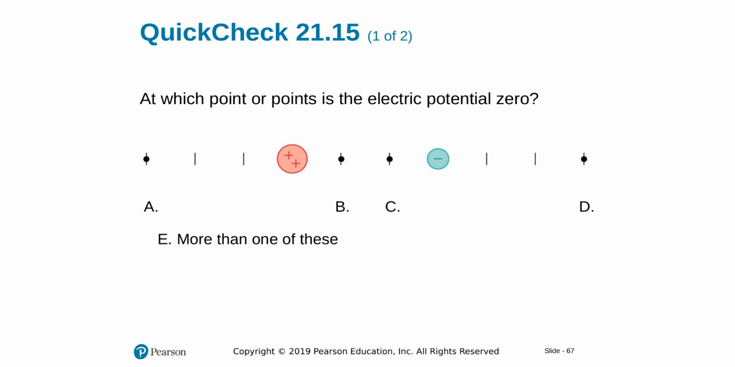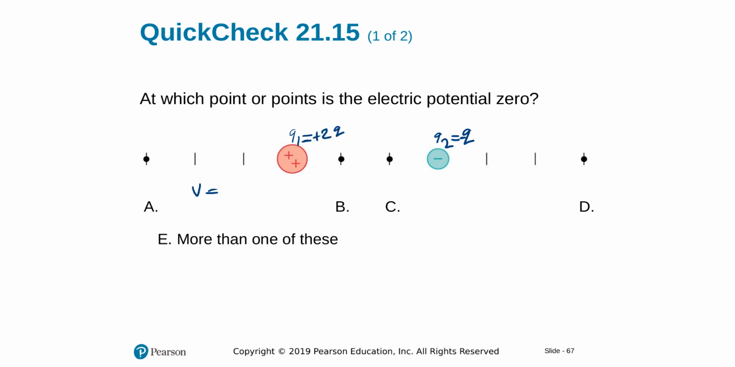This one is about two charges. I'm going to call these Q1 and Q2. And the question is telling me at which point or points the electric potential is 0. We will add, again, mind the direction. If I call this charge minus Q, this charge will be plus 2Q.